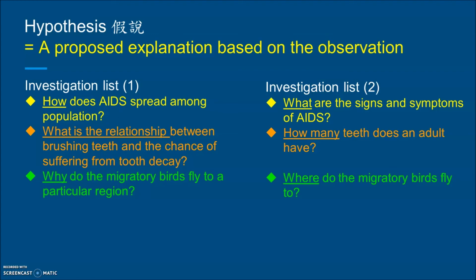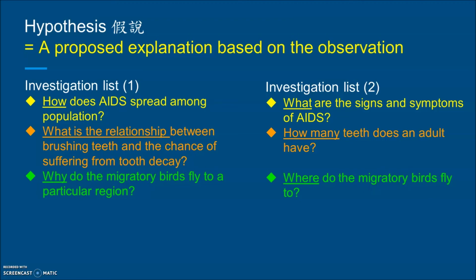So the third pair is that on the left hand side, why do the migratory birds fly to a particular region? Why do they fly to Hong Kong? Why do they fly to somewhere? Or why do they fly to the pole? Something like this. And on the right hand side is where do they fly to?